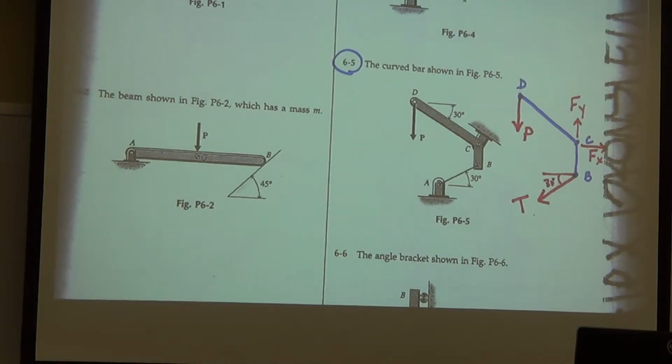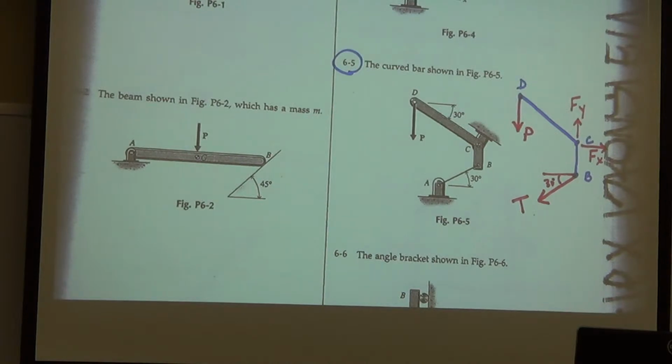Let's assume that P and T are given. So if P and T were given and it was a full statics problem, what would we do? If we were given the value of P and we were given the value of T and it was a full statics problem, what would we want to find? Probably Fy and Fx. Yeah, we want to calculate what Fy and Fx are, right? And how would we do that, Jose? How would we be able to calculate Fx and Fy if we knew P and T?